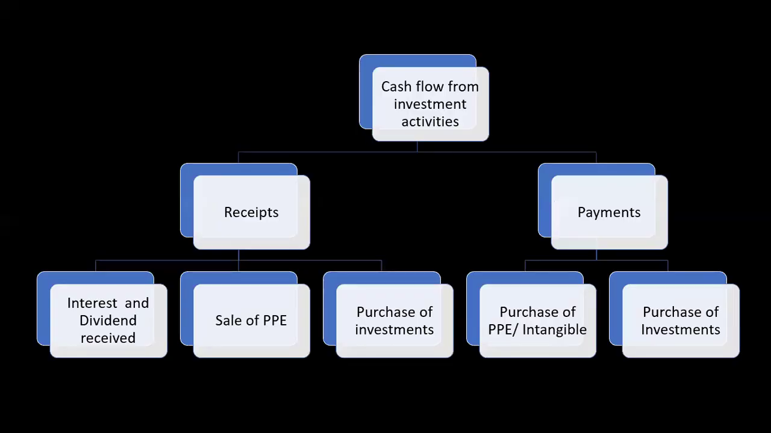Now we'll see cash from investment activity. Here, investment activity is the acquisition of assets, particularly the non-operating. That means the decisions relating to acquisition of PPE, property, plant and equipments, the decisions relating to intangibles, decisions relating to investments. Here also may be receipts due to this investment activity or payments due to this investment activity.